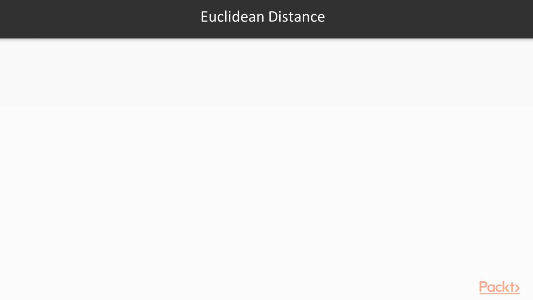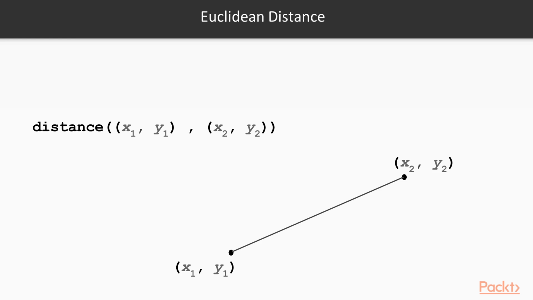Before we can come up with any algorithm to find the closest pair, we need to figure out how to measure the distance between 2 points. In geometry, this is known as the Euclidean distance. The shortest distance between 2 points is a straight line between them.